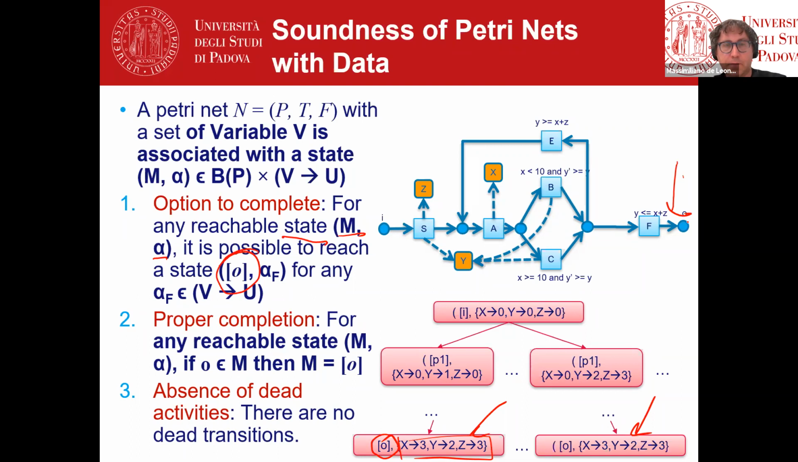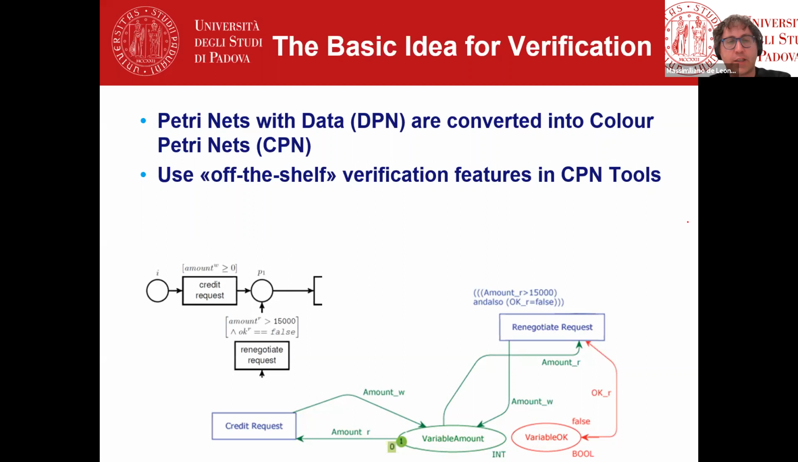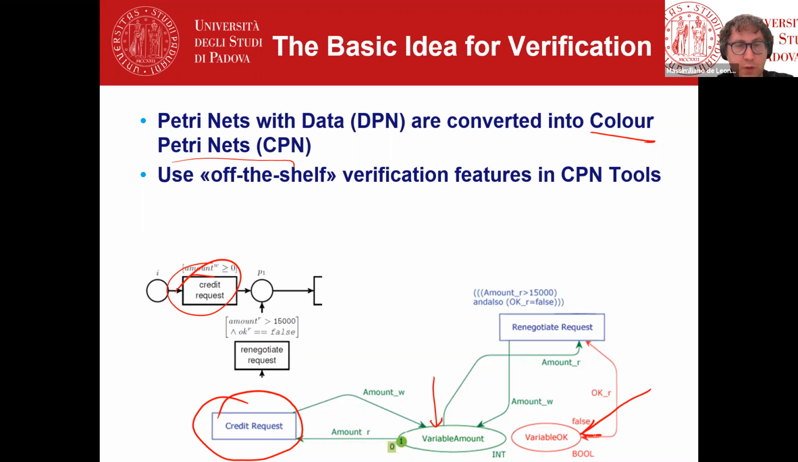So how do we do this verification? Let's take this fragment. The first approach that we explore is to convert this Petri net with data into a colored Petri net, and then use the off-the-shelf verification features in CPN Tools and in other tools for verification of colored Petri nets directly. So how do we do that? Each transition of a data Petri net becomes a transition of the colored Petri net. The variables become additional places. For example, here we have a variable amount. It becomes an additional place with one token. And then a variable OK, which corresponds to the second variable here, OK.